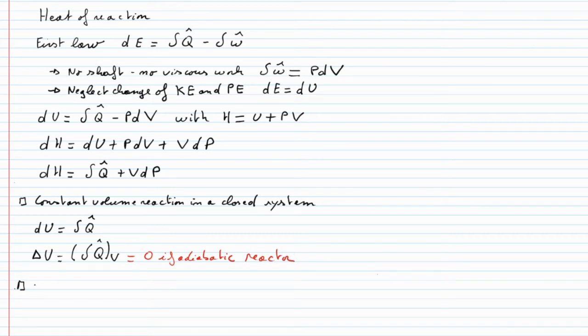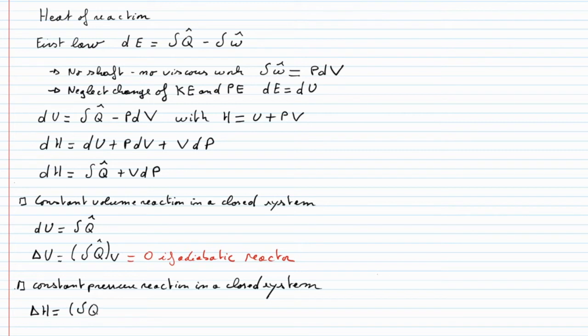Let's now consider a constant pressure reaction in a closed system. As dH is equal to delta Q plus VdP, the integration of the variation of enthalpy over a trajectory in a constant pressure reactor reads delta H is equal to the heat transferred to the system at constant pressure. Again, if the reaction takes place in an adiabatic reactor, and if there is no shaft work or viscous work, then the variation of enthalpy is equal to 0.